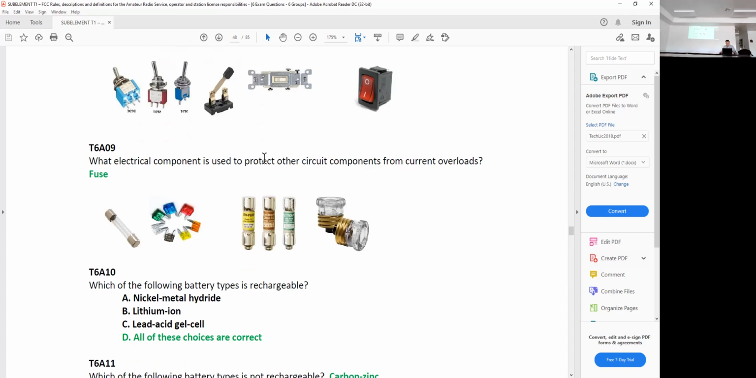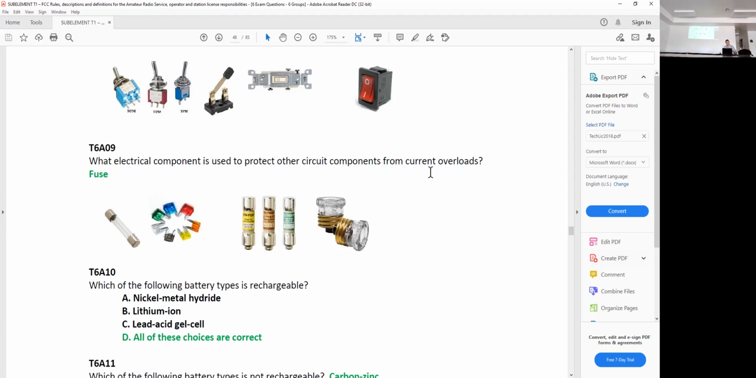What electrical component is used to protect other circuit components from current overloads? So nowadays, a lot of times we use circuit breakers, but at least in your home, you would more commonly see a circuit breaker. Circuit breaker and a fuse are both serving the same function. It's just a fuse, after it trips, you throw it out and replace it with a new one, and a circuit breaker, you reset it.